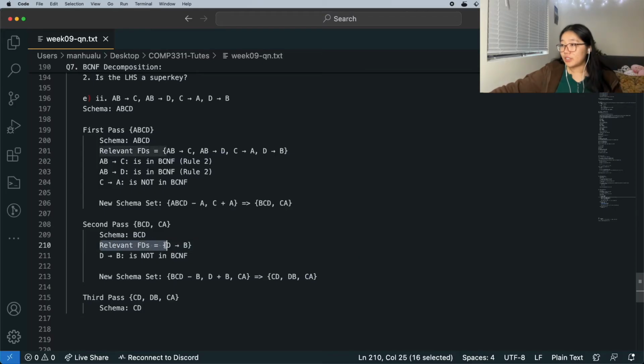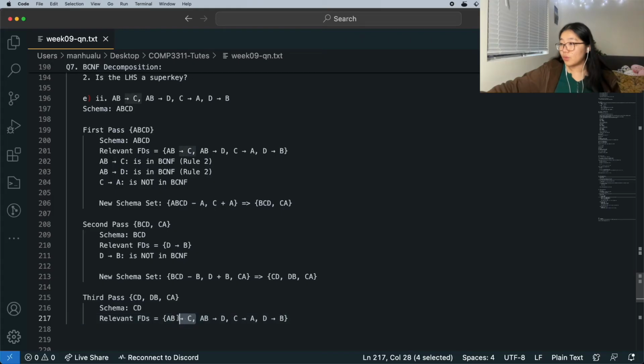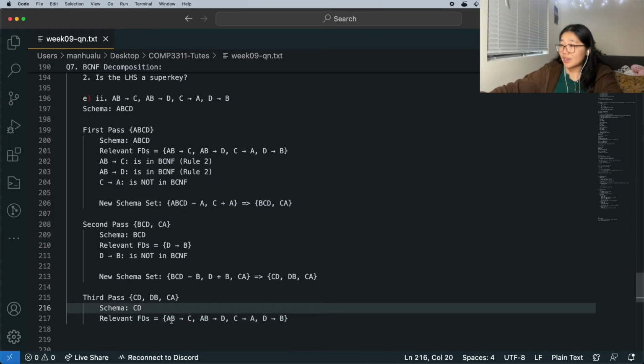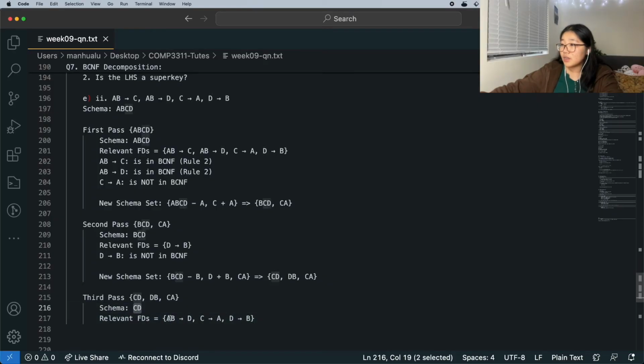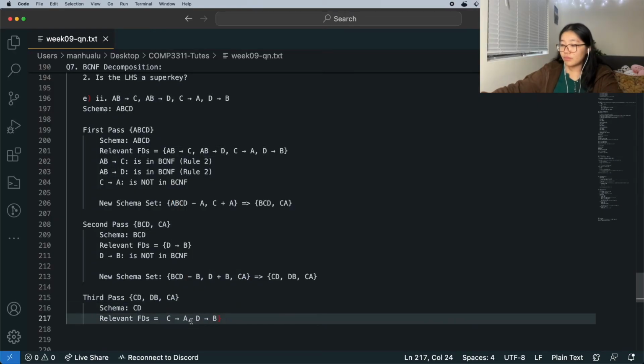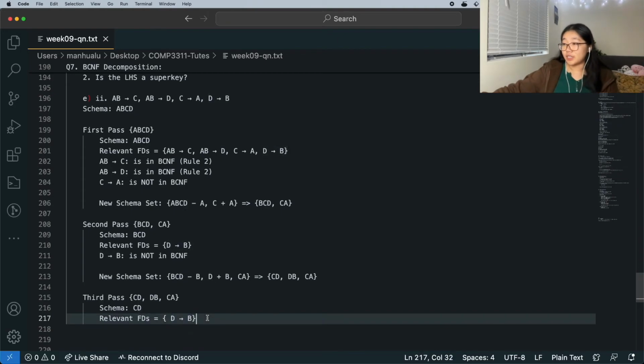So relevant FDs, let's have a look. So we started off with these. So let's just look through all these and see what we can remove, what we can keep. So this one here has A and it has B. We definitely cannot use this one. We don't have that in our schema. This one also we don't have. This one here, C, we don't have an A, so we don't really need this. And D, B, nothing, right? Because we don't have a D or we don't have a B. So there's actually no relevant FDs for this one.